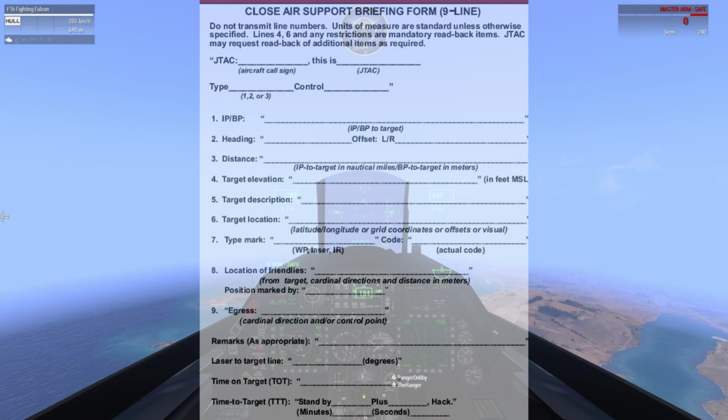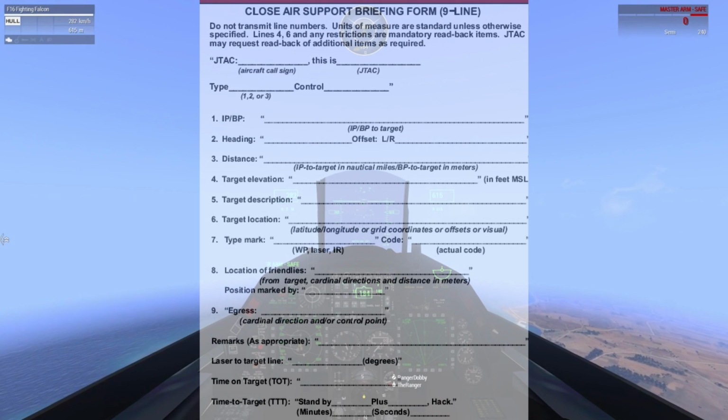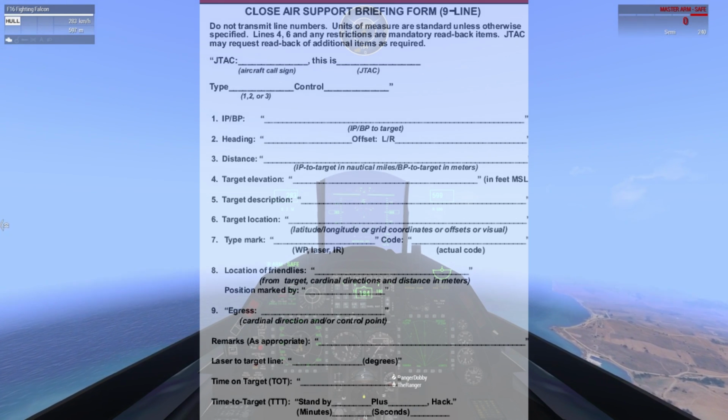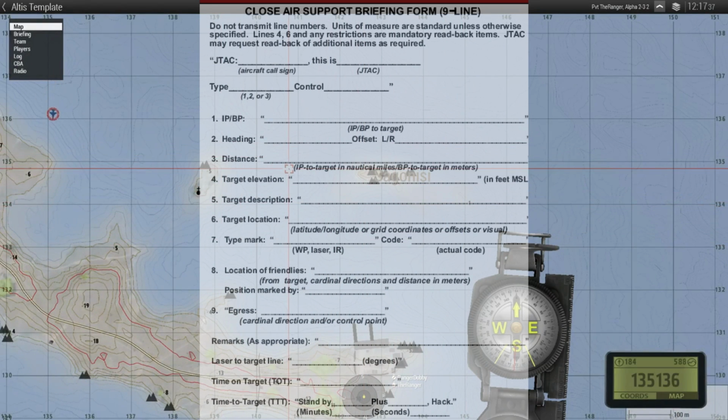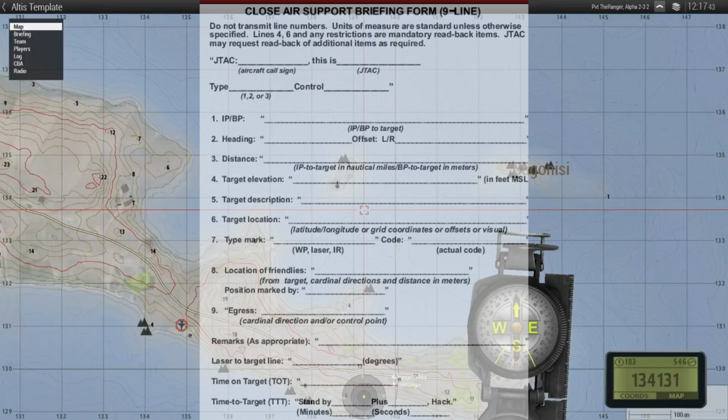Next line will be line 6. This is your target location. This is generally given in a 6 to 8 digit grid. Pretty much how Arma does 6 digit grids on its own via right here. The problem with these is this is a 100 meter by 100 meter square, which is pretty big whenever you're trying to drop accurate munitions.